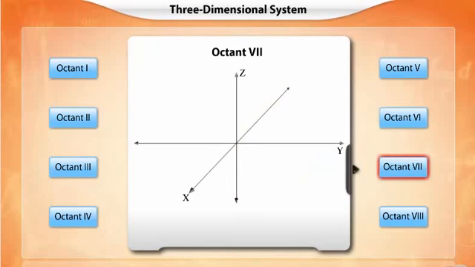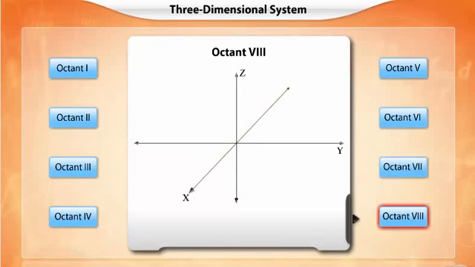Octant 7 is determined by the negative x-axis, negative y-axis and negative z-axis. As a consequence, for any point in this octant, all the 3 coordinates are negative.